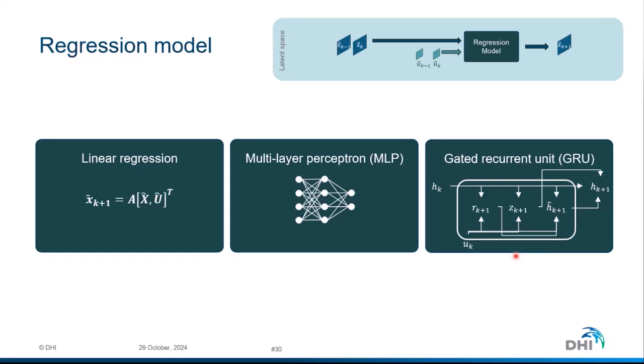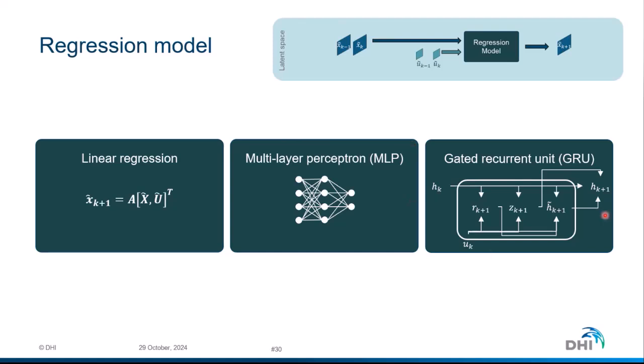We test 3 different regression models. Once we have projected to the latent space, I test 3 different regression models. There's a linear regression, with simply a linear mapping from one time step to the next. And I have a multi-layer perceptron, which is a neural network with a number of hidden units and hidden layers. These units are fully connected, going from an input to an output, where the output is the next step.